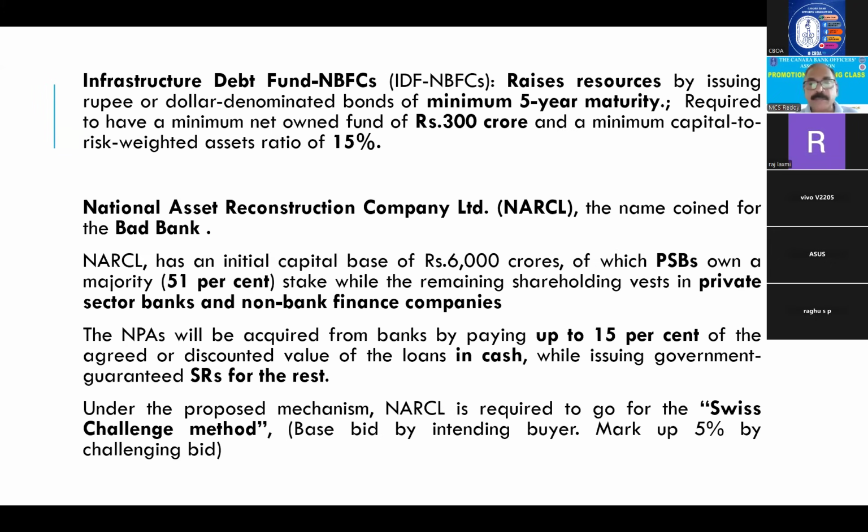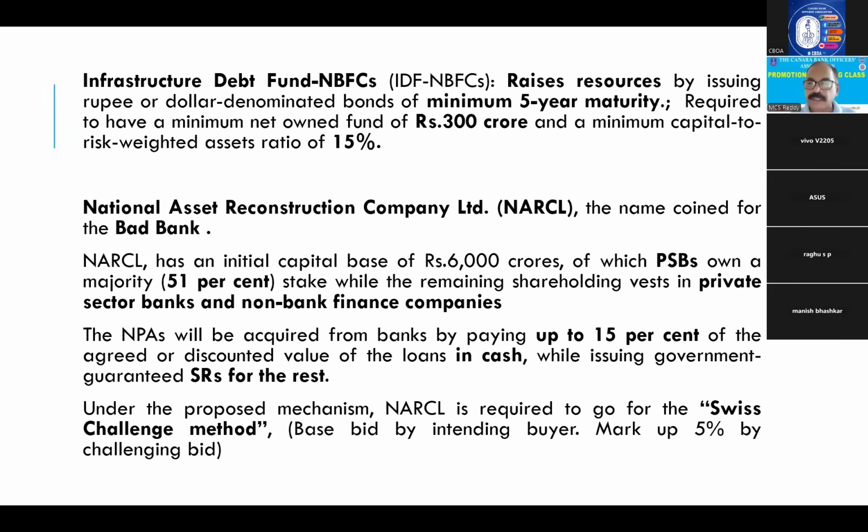For this, initial capital of 6,000 crores is contributed, but who has contributed? Our public sector banks contributed 51%. So public sector banks' share is 51% in the bad bank, that is National Asset Reconstruction Company Limited. And the remaining 49% is by private sector banks and NBFCs. Right? So what is the duty of this NARCL? It will buy bad loans, NPAs, from us. The NPAs will be acquired from banks by paying 15% upfront.